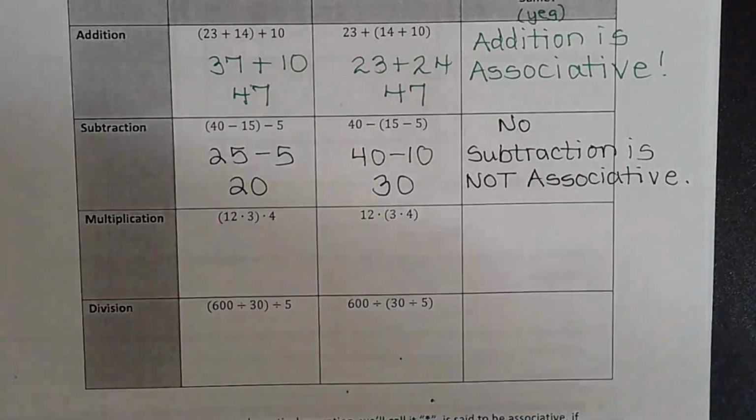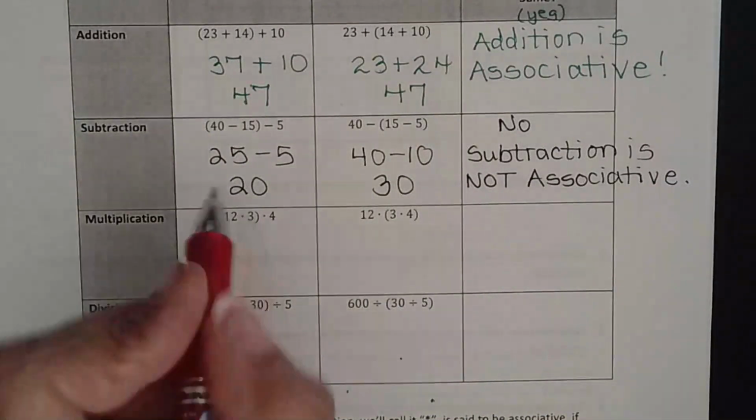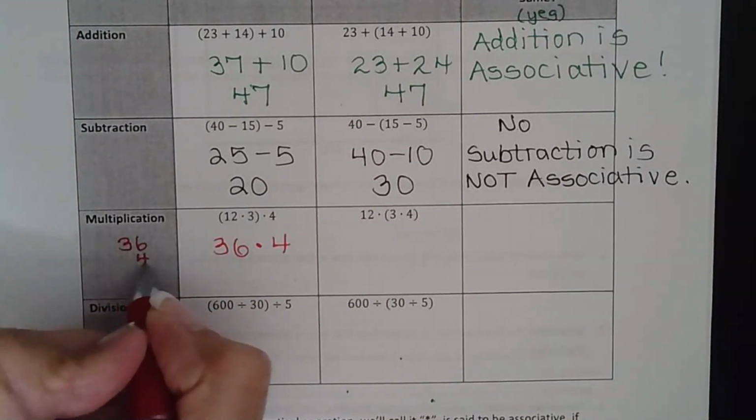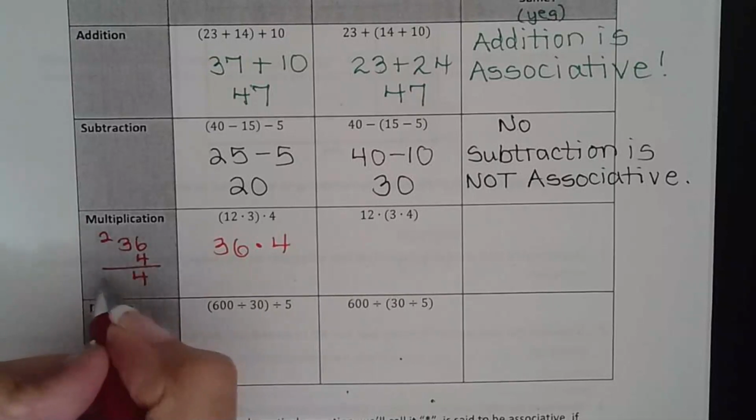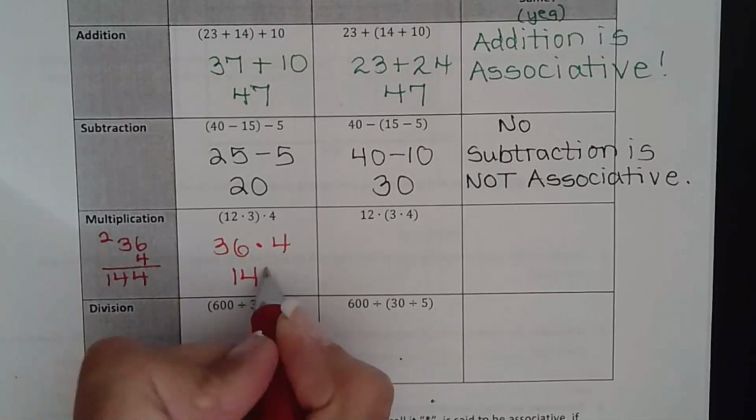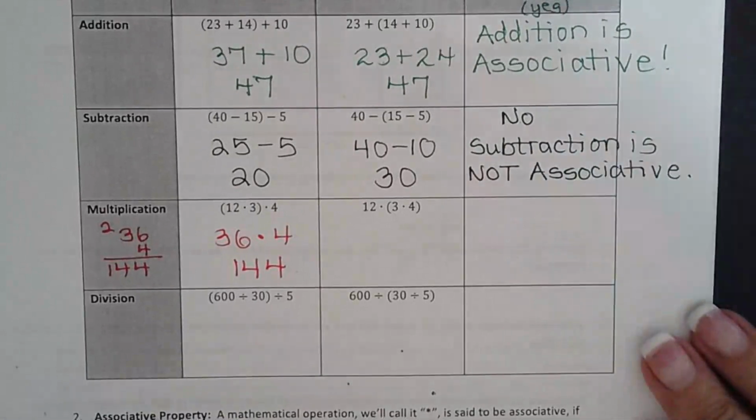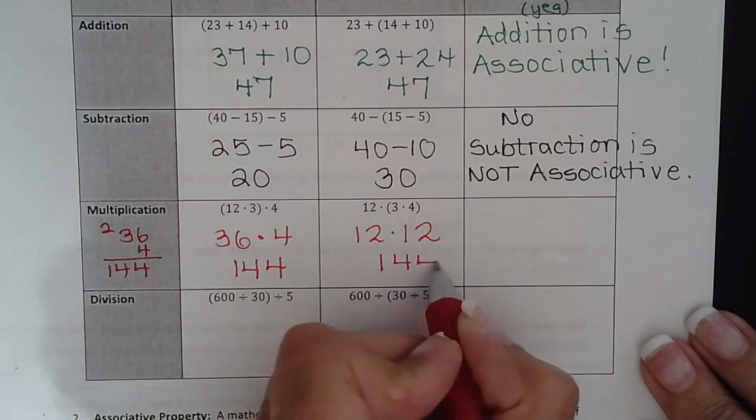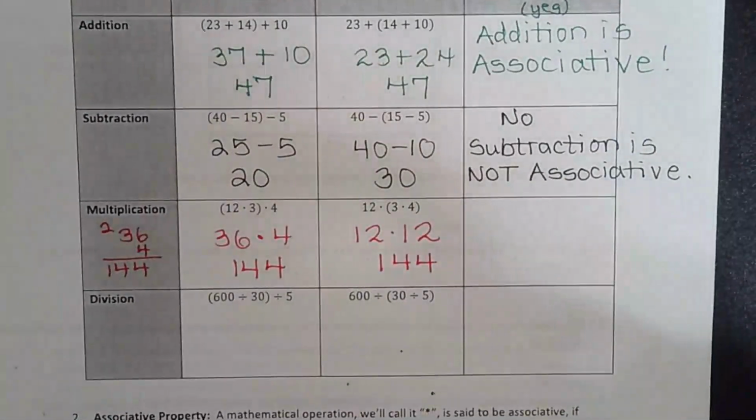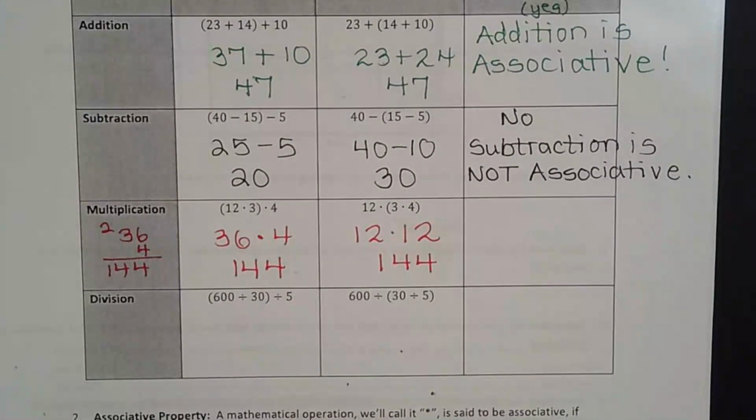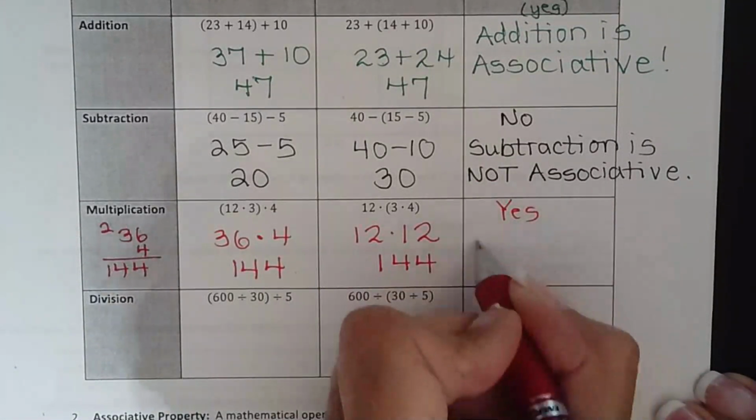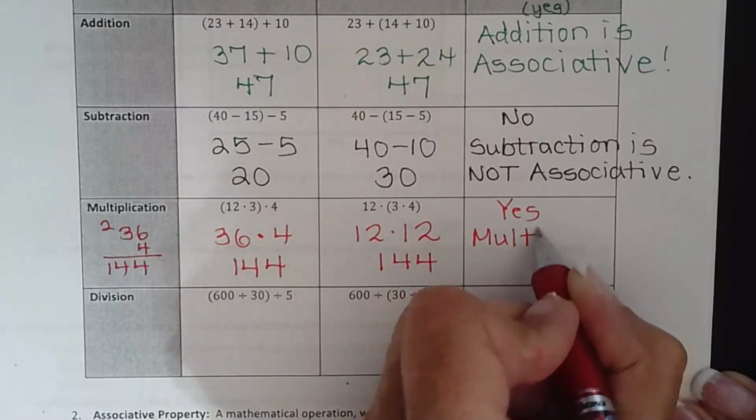So next we have 12 times 3 is 36, times 4, we can go over here and do that, 24, carry our 2, 12, 13, 14, that's 144. And on this one, 12 times 12 is also 144. I have my squares memorized. I try to memorize them to 20, but sometimes I forget some of those. So because we got the same answer, multiplication is associative.